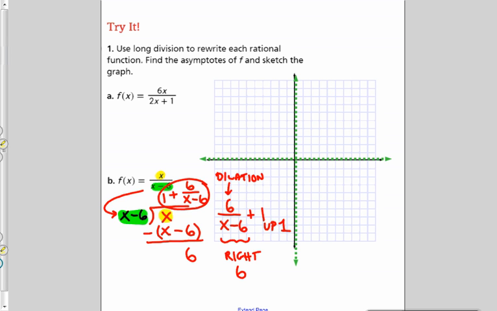So what you're going to do on your graph paper is move your vertical asymptote over to positive 6. So let's go 1, 2, 3, 4, 5, 6. And your horizontal asymptote will be at y equals 1. So we have an asymptote at 6 and another asymptote horizontal at 1.